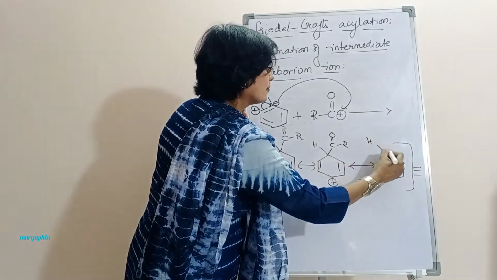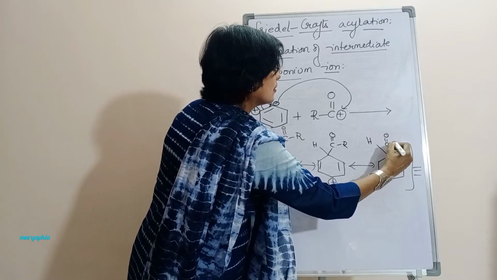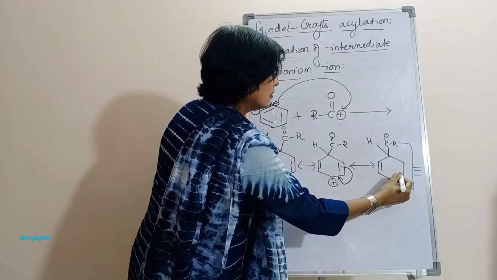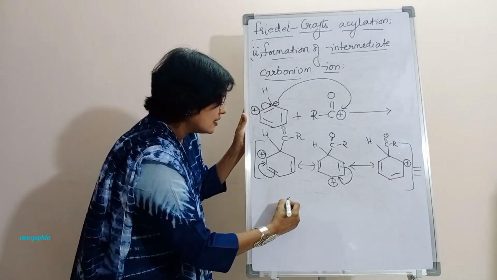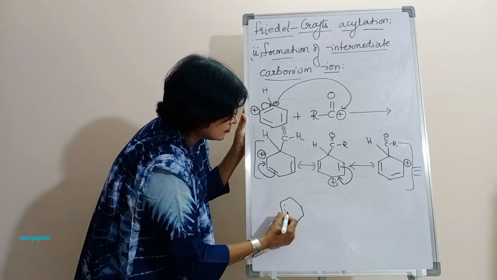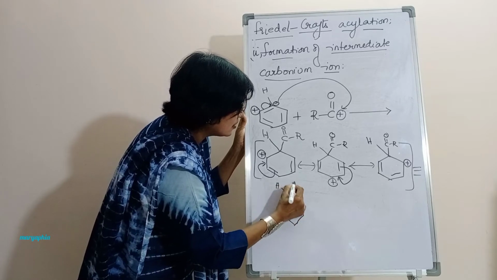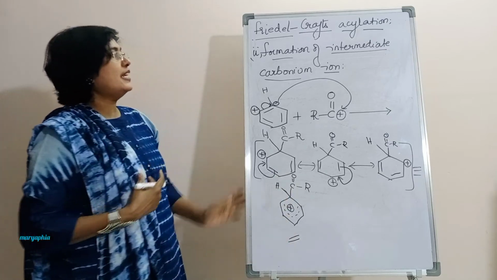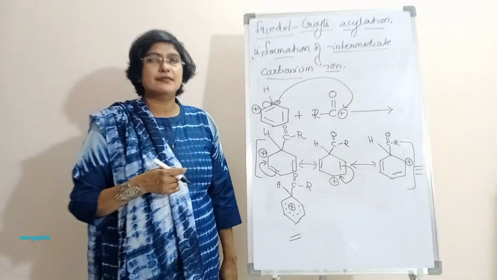Next, these 2 pi electrons will be shifted this side. Here comes the positive charge. These three are the resonating structures represented by the resonance hybrid. H, C double bond O, R. Okay. Now, we will see how the final product is being formed in the third step.